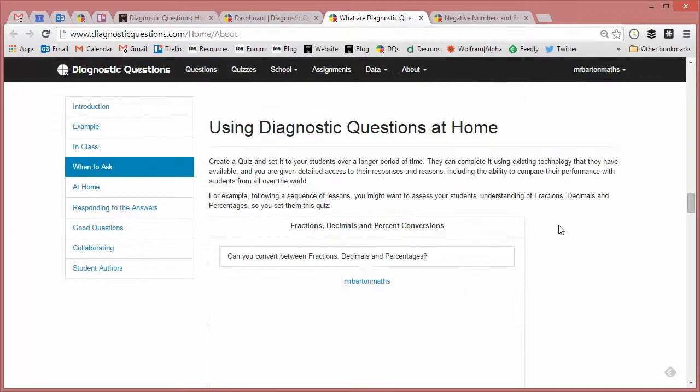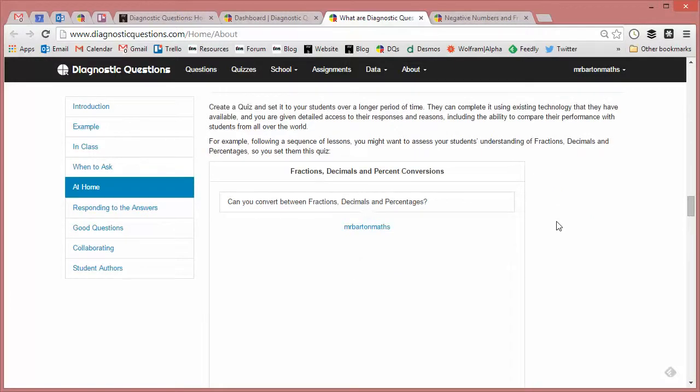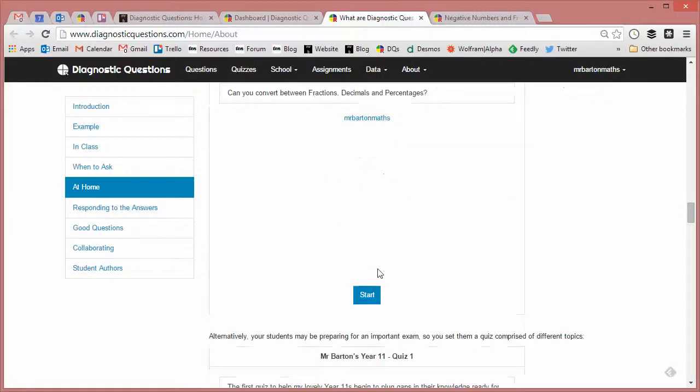Of course, diagnostic questions can be used at home. So using the website completely for free, you can put together a quiz, assign it to your students, and collect in all their answers and their reasons. So this is a quiz on fractions, decimals, and percent conversions that your students can start, and you can get in all their responses.